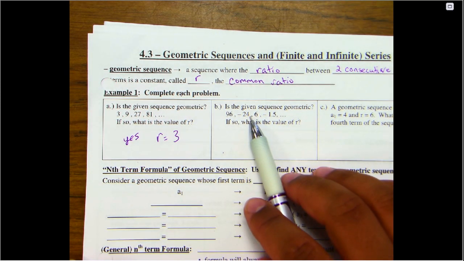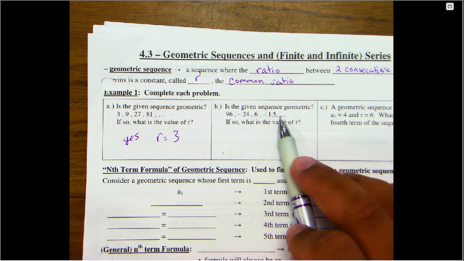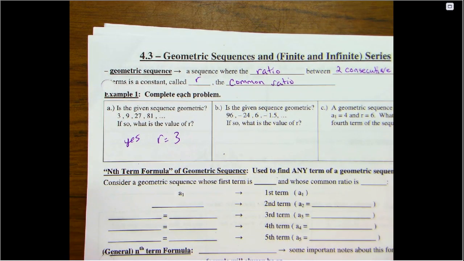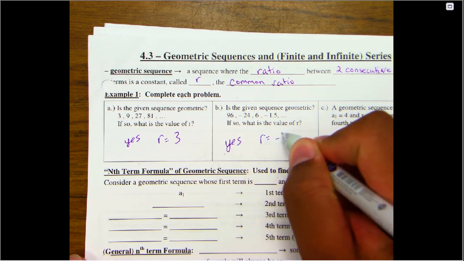From 96 to negative 24, what did I do? Divide by negative 4. To get to 6, what did I do? To get to negative 1.5, what did I do? So it's geometric. And R equals negative 4.